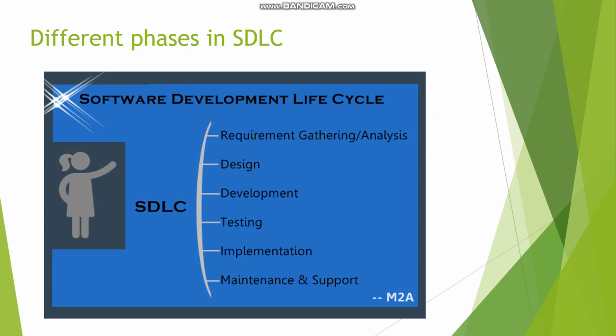Now, different phases in software development life cycle. Number one is requirement gathering and analysis. Number two is design, low level design, high level design. Number three is development. Number four is software testing. Number five is implementation. Number six is maintenance and support. We will go one by one now.